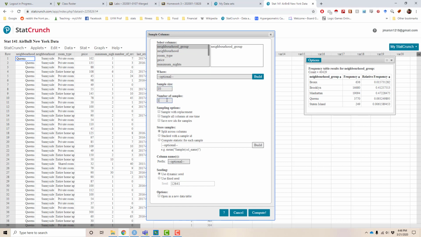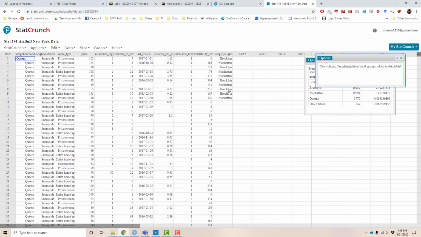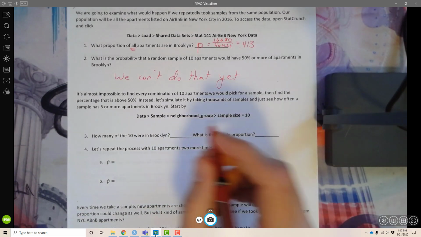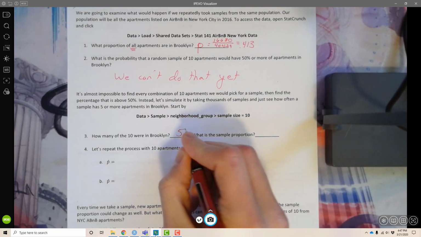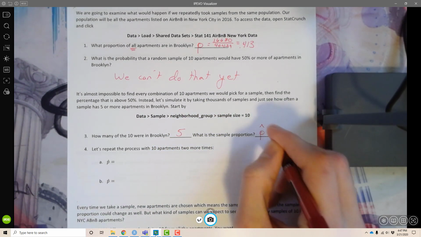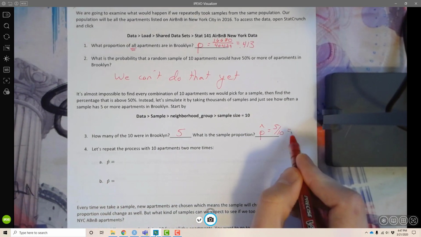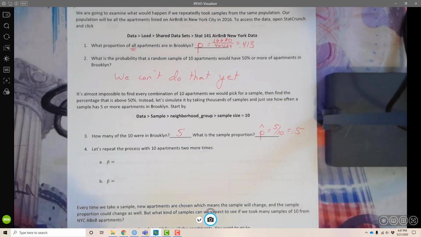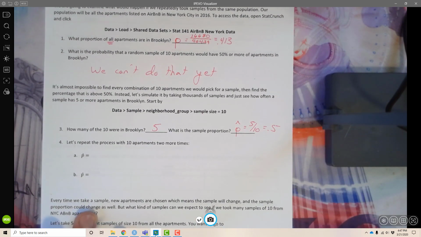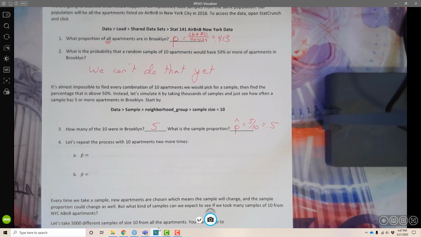So for right now, let's just take a sample of 1, and if we click Compute, it'll give us 10 randomly picked apartments from this entire column. And if we count, we have 1, 2, 3, 4, 5 apartments in Brooklyn. So we have 5 apartments in Brooklyn out of our 10, which will give us a sample proportion of 5 out of 10, or exactly 0.5. So our first sample gave us a sample proportion of exactly 50%.